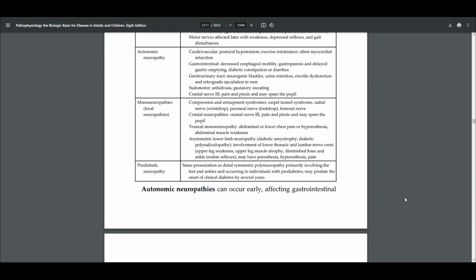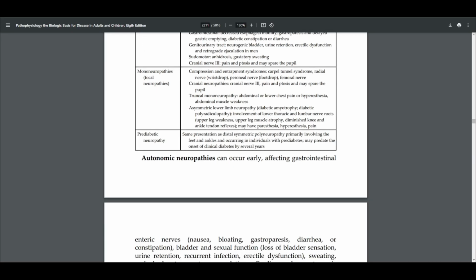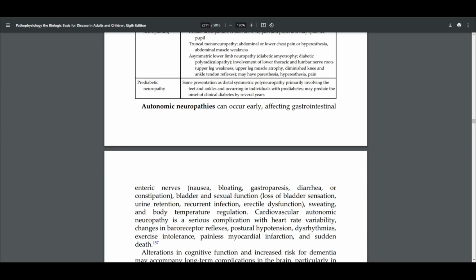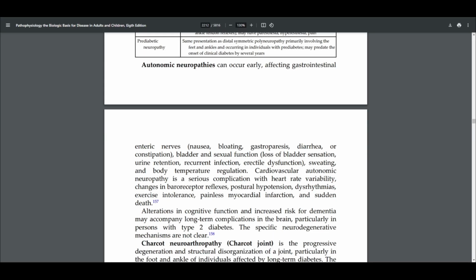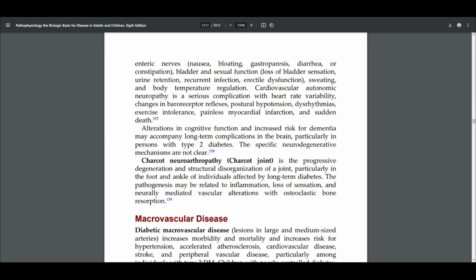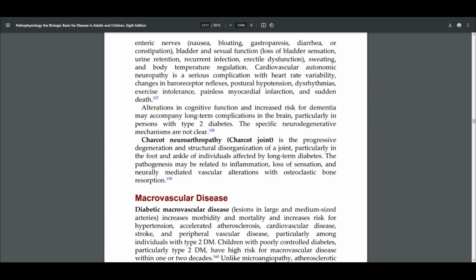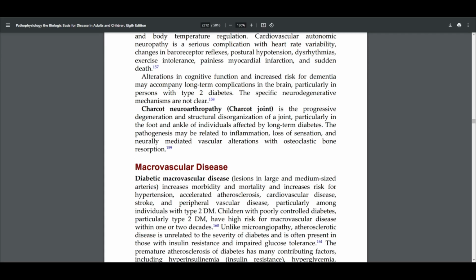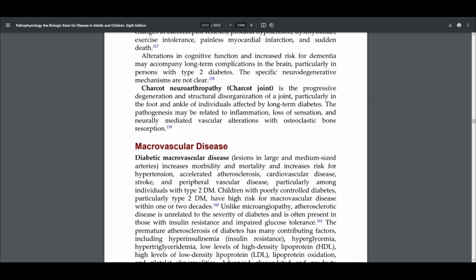The autonomic neuropathies can occur early, affecting gastrointestinal enteric nerves, bladder and sexual function, sweating and body temperature regulation. Cardiovascular autonomic neuropathy is a serious complication with heart rate variability, changes in baroreceptor reflexes, postural hypotension, dysrhythmias, exercise intolerance, painless myocardial infarction, and sudden death.